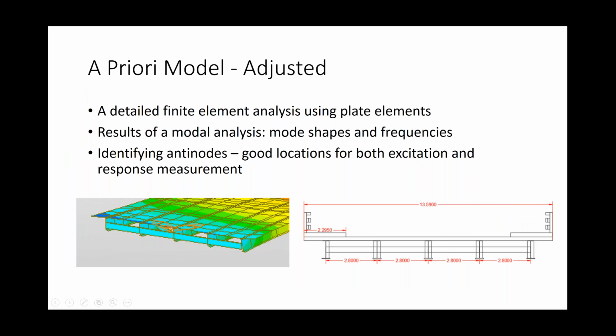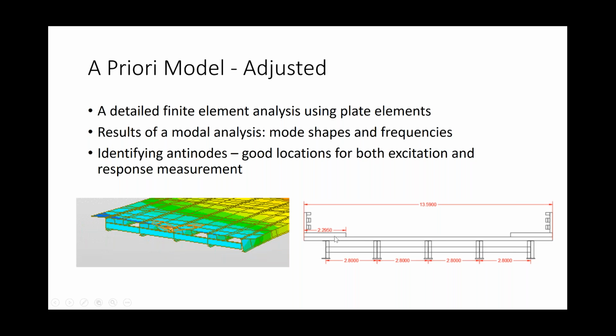The model that one of my graduate students developed was a finite element analysis model, very detailed, using plate elements for girder webs and flanges and the concrete deck. It's done in Midas Civil. The goal for this is to find the antinodes, or the locations of maximum amplitude on the structure, so that those would be locations where we would both excite the structure and try to measure response.